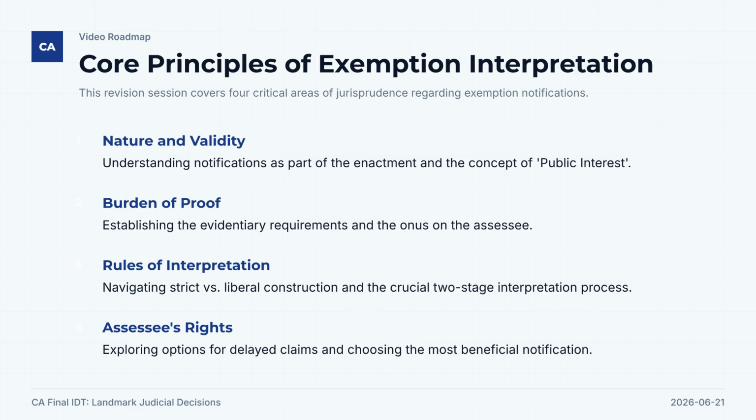This session revolves around 4 major themes that repeatedly appear in examination questions. First, we will understand the nature and validity of exemption notifications and the meaning of public interest. Second, we will discuss who bears the burden of proving eligibility for an exemption. Third, we will explore the rules of interpretation, including the famous distinction between strict and liberal construction. Finally, we will study the rights available to assessees, including claiming exemptions at a later stage and choosing the most beneficial exemption when multiple notifications are available. Together, these principles form the backbone of exemption jurisprudence.